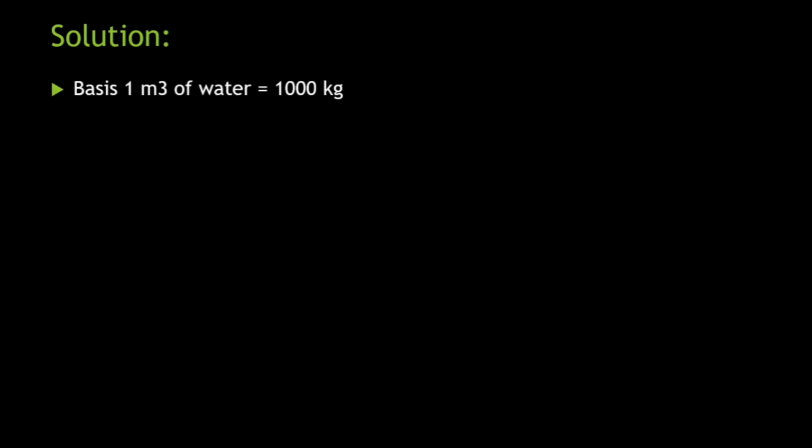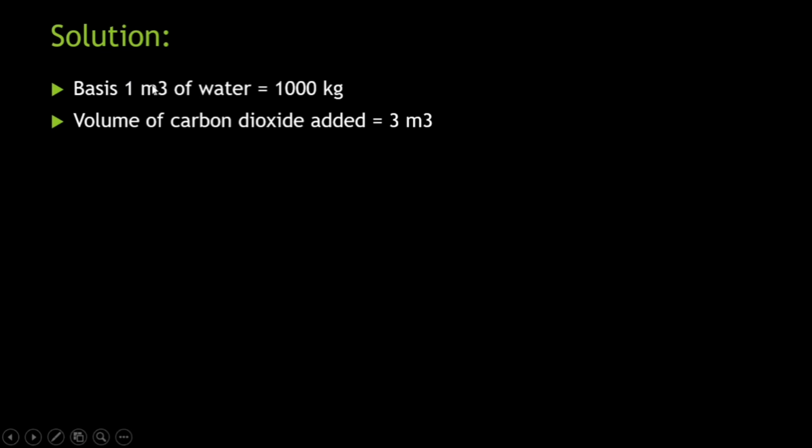Now let us take the basis. We have to firstly take the basis. So basis as 1 meter cube of water. So what is the conversion factor for 1 meter cube of water? It is 1000 kg, or we can say 1000 liters. Okay, so you get the 1 meter cube of water as basis. Now volume of carbon dioxide added. See, if I have taken 1 meter cube of water, then 3 volumes of carbon dioxide was mentioned to us. So it is 3 meter cube.